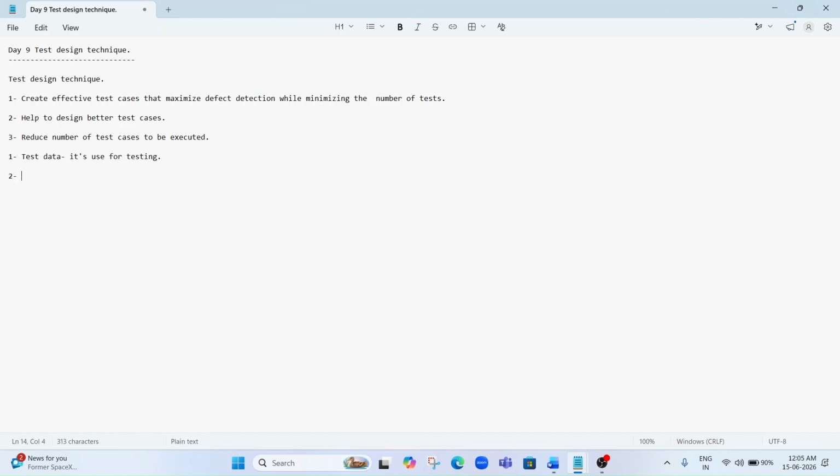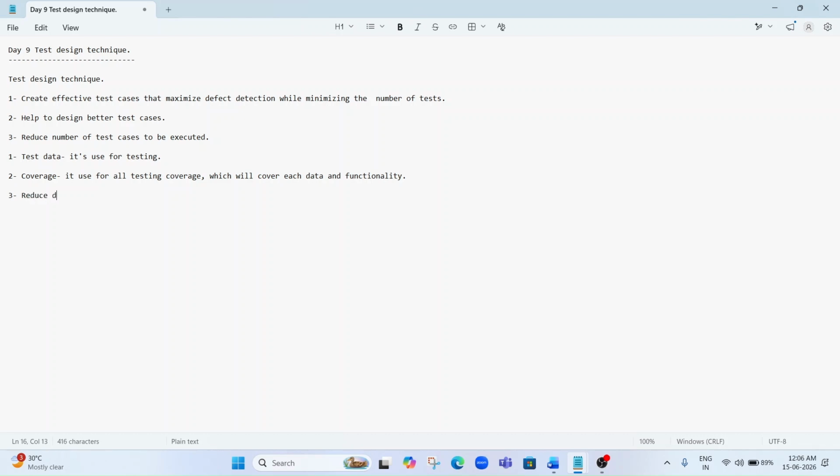The second point is coverage. In test design technique, coverage is the most important point, and it is used for all testing coverage. Our main agenda in test coverage is to cover each data and functionality. We will cover all positive and negative test scenarios, all the test data which will be used for testing, and all the functionality.